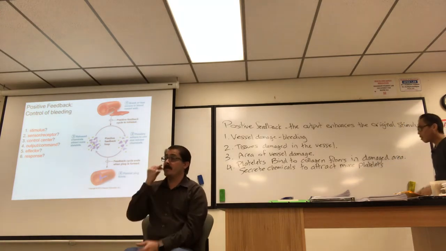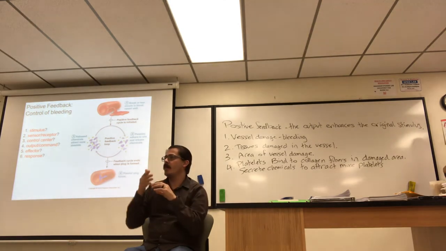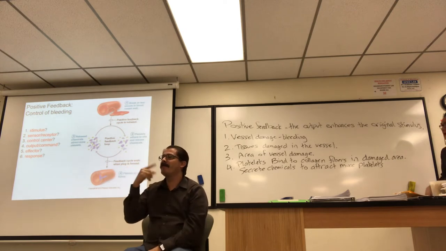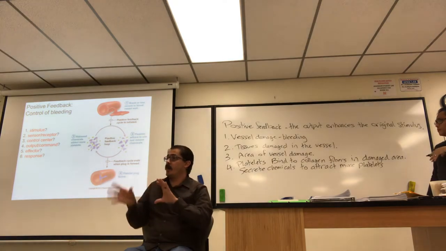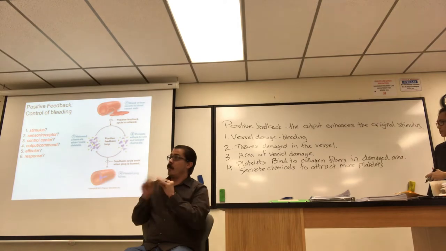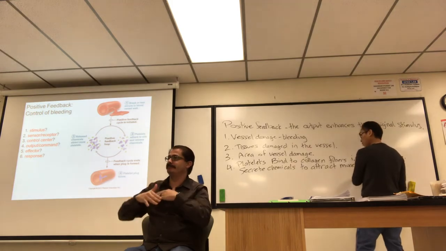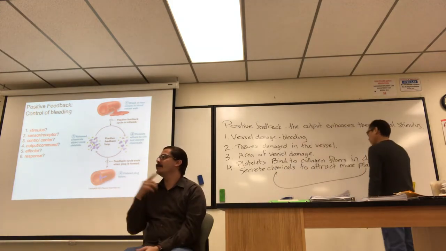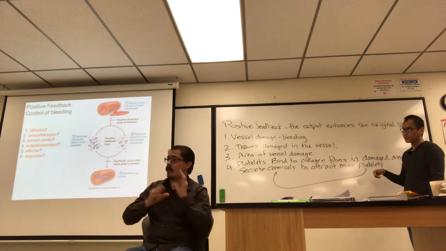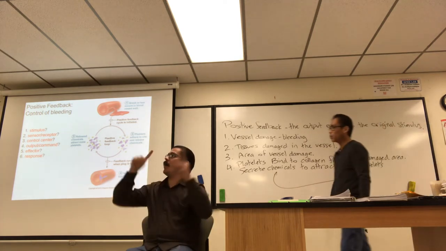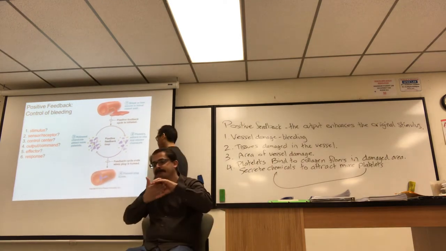If you attract more platelets, they're all just going to bind to each other in a nice little clump to form a nice plug. And so the positive feedback loop part is you secrete more chemicals to attract more platelets, then you secrete even more chemicals to attract more platelets. So the chemicals attract platelets, and then more platelets secrete more chemicals, and it just keeps going round and round until you accomplish your goal. The platelet plug forms, and you stop the bleeding, okay?